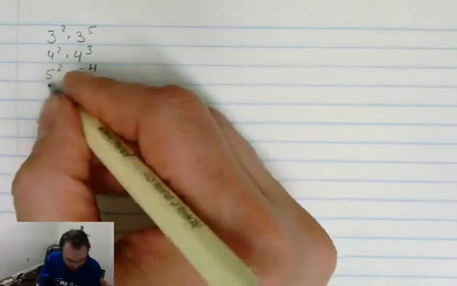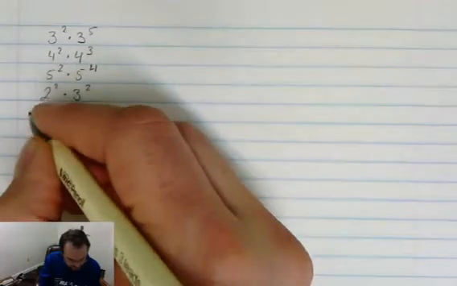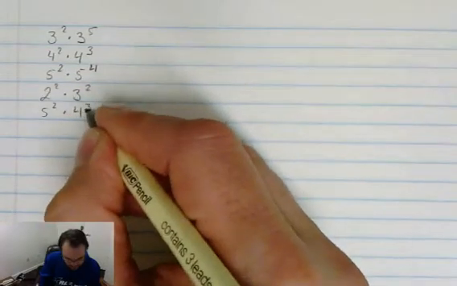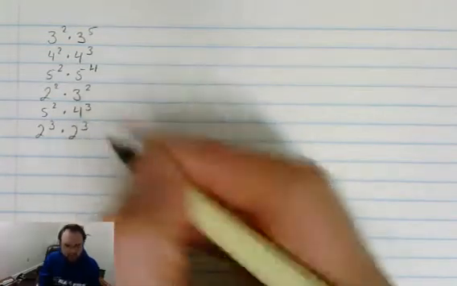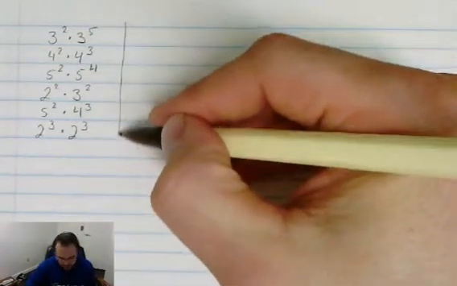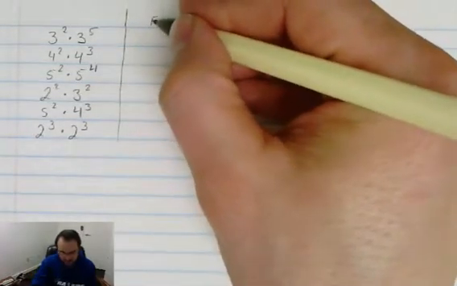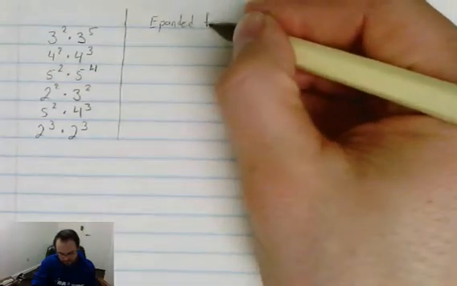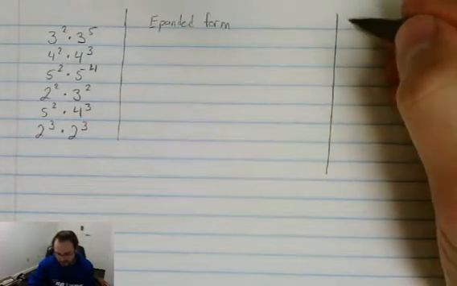Then we're going to be looking at 2 squared, multiplied by 3 squared. Next we're going to look at 5 squared, multiplied by 4 cubed. And then lastly, we're going to look at 2 cubed multiplied by 2 cubed. So right here, we already noticed one thing. I am looking at products of powers. And we're going to see if we can find a pattern here. So first we're going to do it in expanded form, and then we're going to see if we can simplify my expanded form.